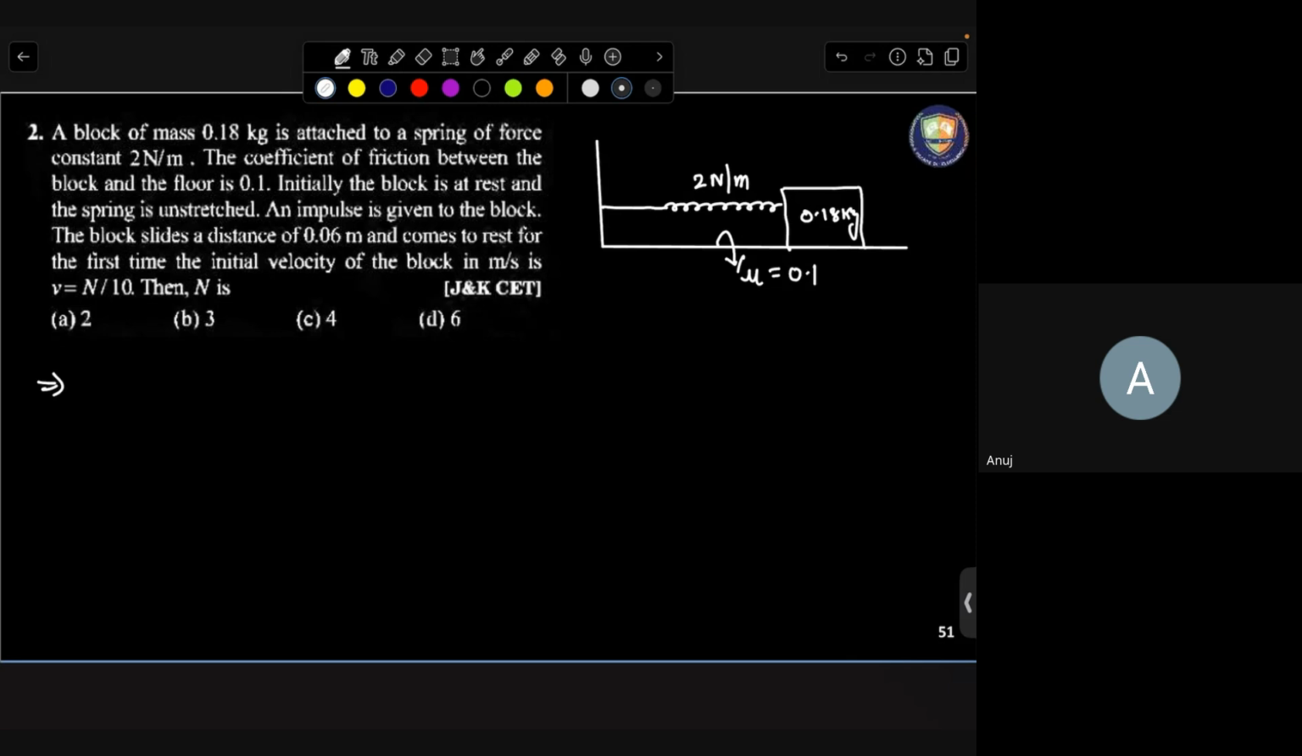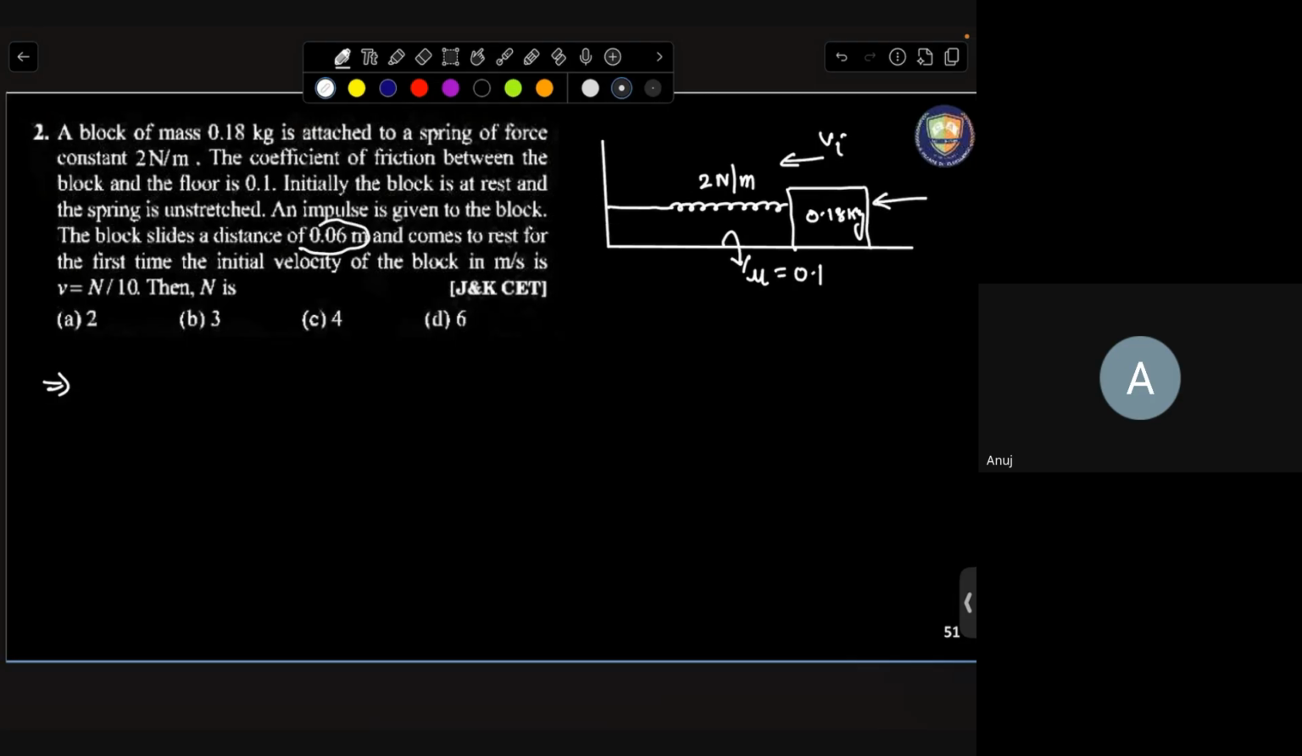See, basically, here friction is there and the block is moving. So initially, let's say the impulse is acting in this direction. So it will start moving with a certain initial velocity. Then it will come to rest after traveling 0.06 meter. So all along the path, force is acting and the speed is also not constant. So we have to use the work energy theorem here.